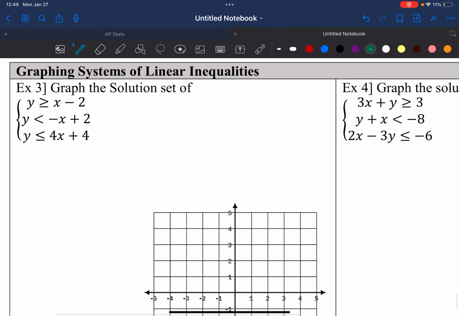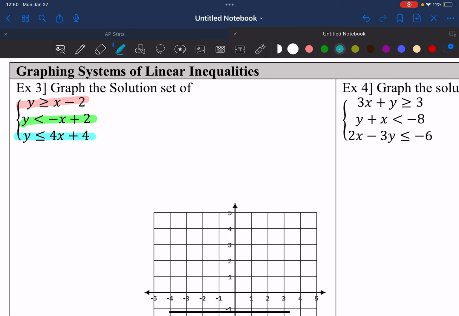Okay, let's look at number 3. Number 3 says graph the solution set, and it gives us 3 inequalities to graph. Notice how all of these inequalities start with y, which means we don't need to change anything here. We can just go straight to graphing. So I'm going to highlight them 3 different colors.